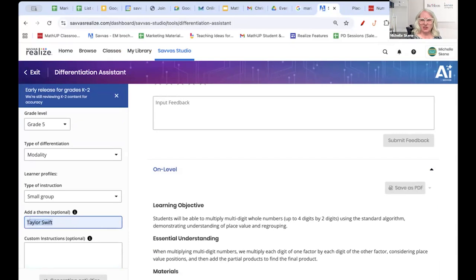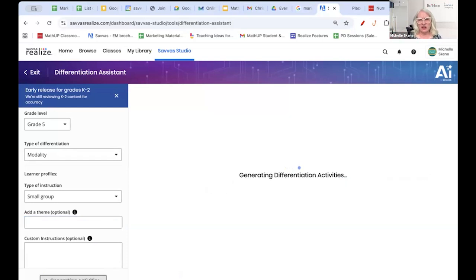And I'm going to get rid of Taylor here. And so modality is now going to give us different ways to share this learning. So in some cases it might be that it's very visual, or perhaps it's a little bit gamified. So I can generate again, and it's going to come up with some neat ideas.